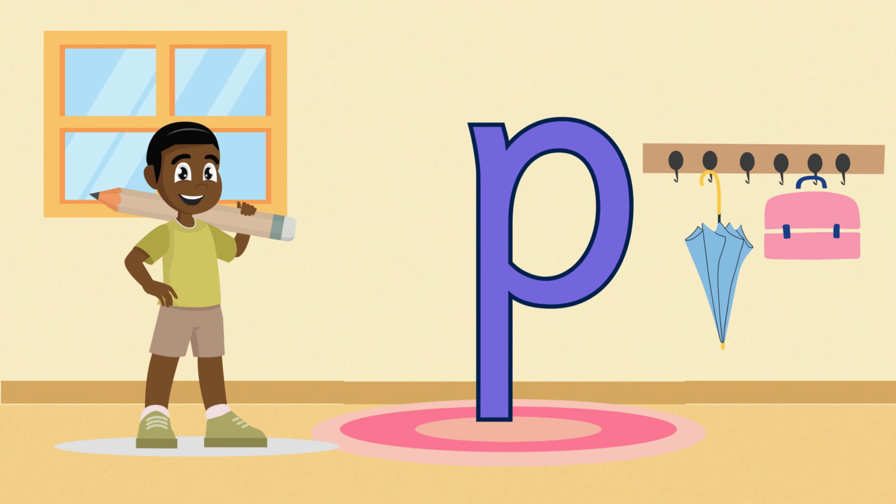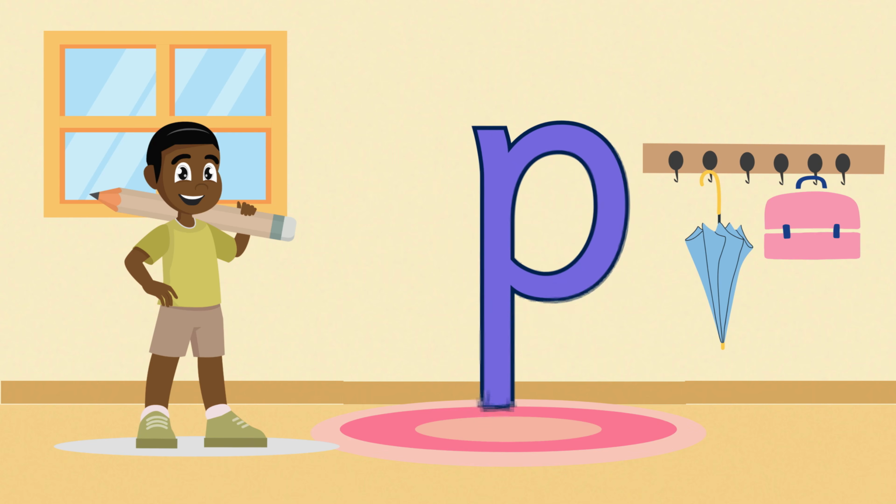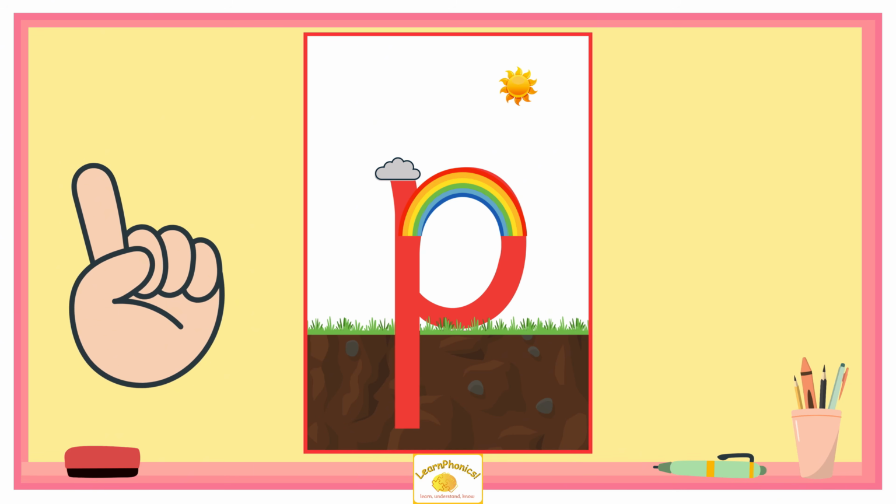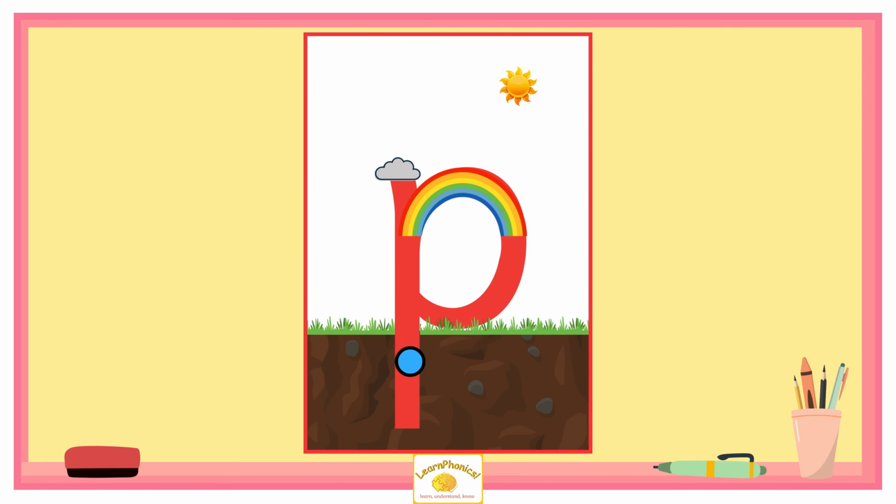Now we're going to learn how to write the letter P. The letter P is a rainbow letter. It starts low down by the clouds, then it goes down, back up, round the rainbow. Follow with your finger. Down, back up, round the rainbow.